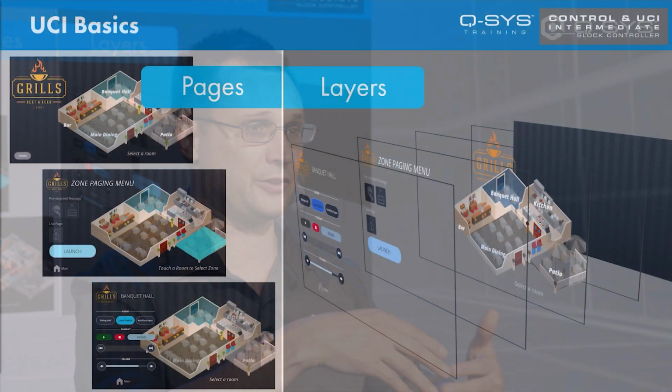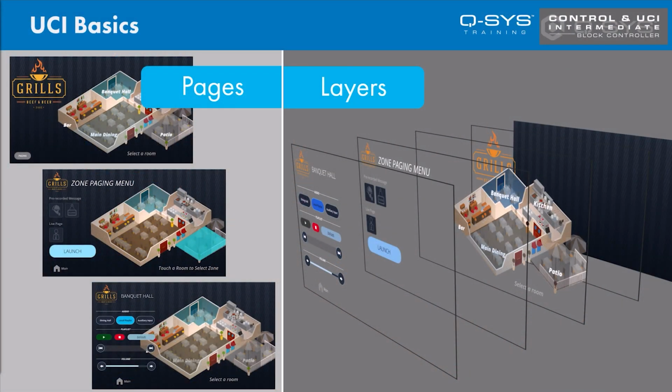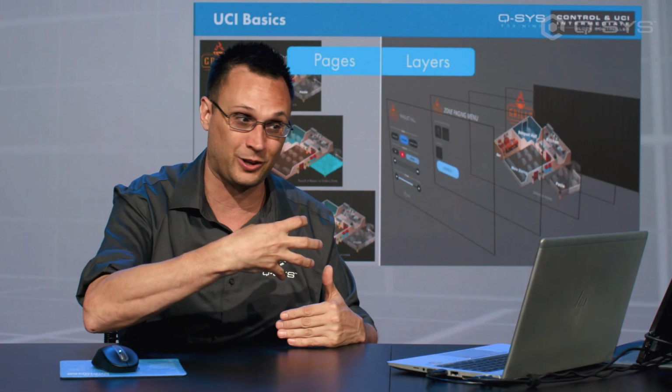And that's what layers let you do. So layers are built a little bit differently. You can see them here. They're kind of like panes of glass, or think about the old animation construction, different animation cells, and you put them on top of each other. You can see them all at once.